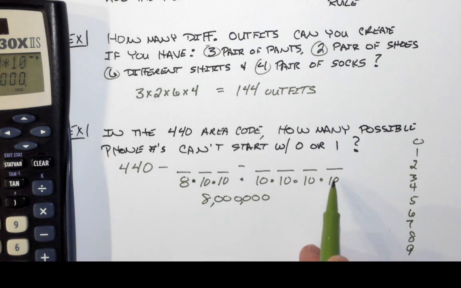One, 2, 3, 4, 5, 6, 10 to the 6, if you will, times 8. So there's all your possible phone numbers in the area code of just 440. Okay.